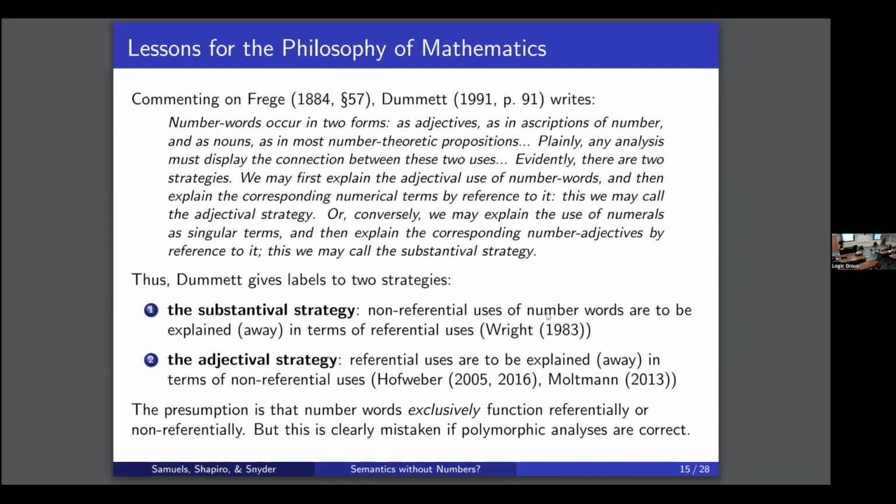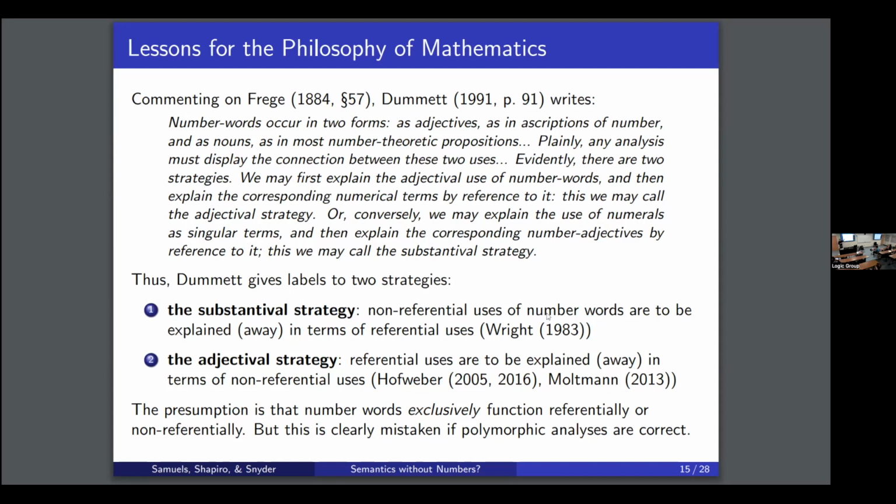In effect, if you're a substantivalist, you want to explain away non-referential uses of number words in some way. If you're an adjectivalist, you defend the adjectival strategy, you do the opposite. Sure, it looks like number words are used referentially, but they're really not. These are determiners or adjectives. Now, both of these strategies have been defended in the literature.